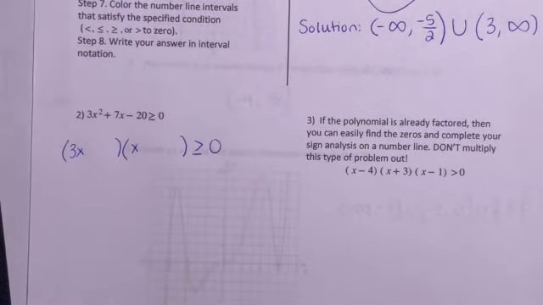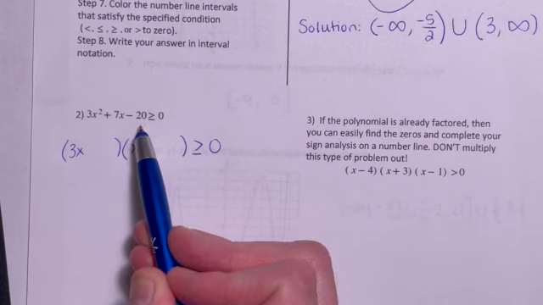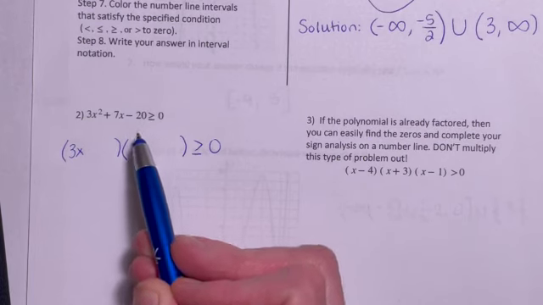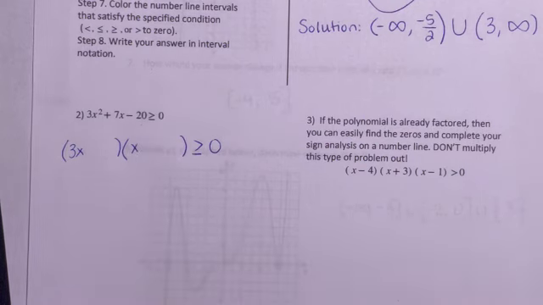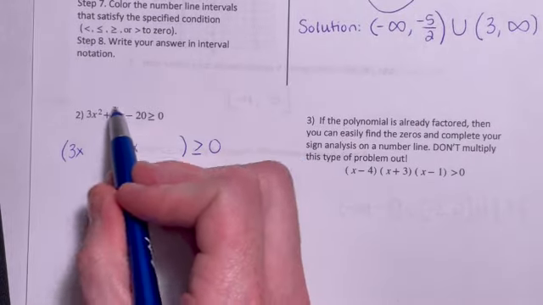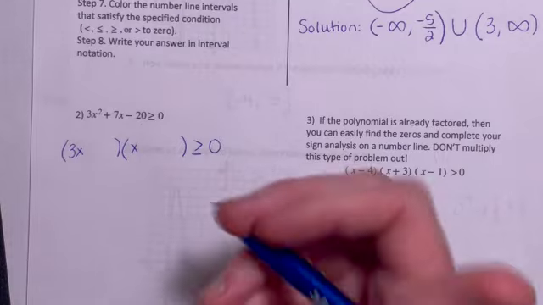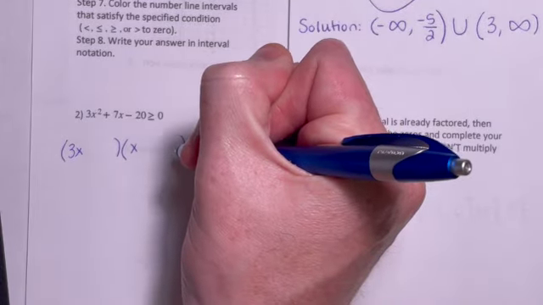We got 3x squared from 3x times x. We're looking at factors of 20. So that could be 2 and 10, 4 and 5, 20 and 1. So there's a variety of options for us. And I want them to combine to give me a 7x. All right, so let's see.